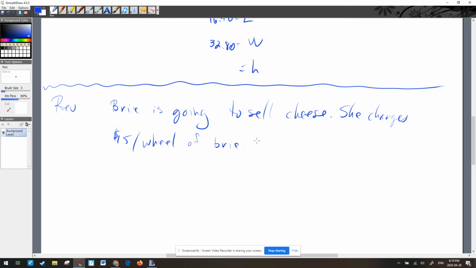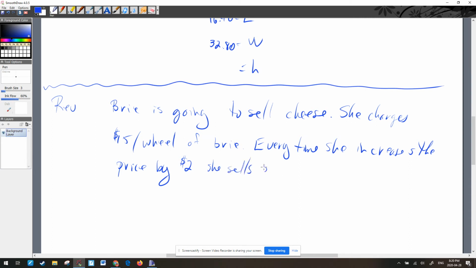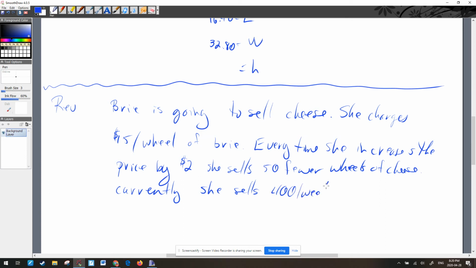So every time she increases the price by $2, she sells 50 fewer wheels of cheese. Currently, she sells 400 per week.